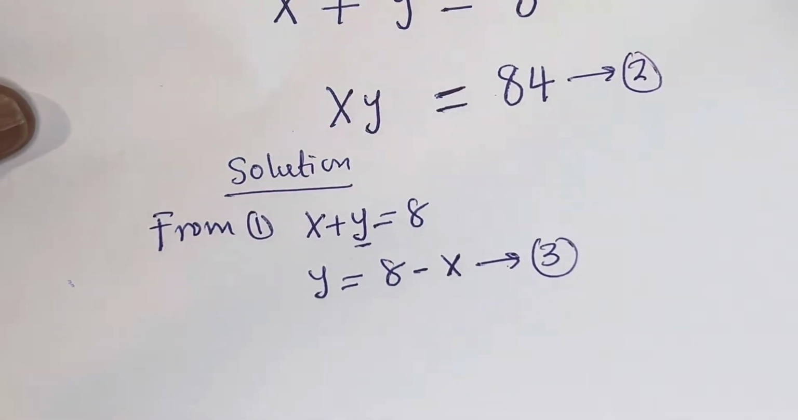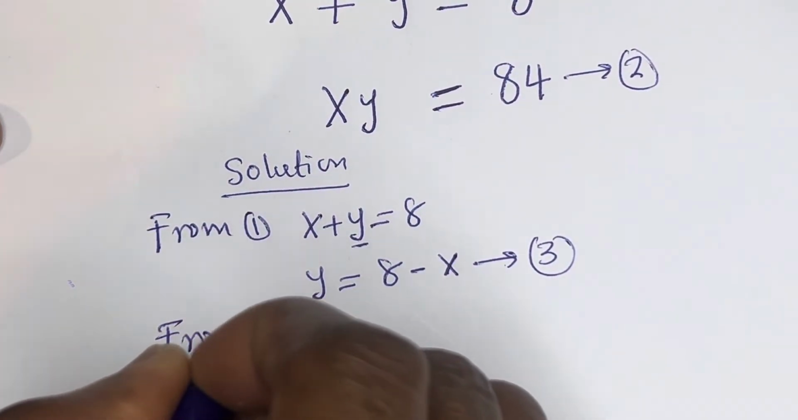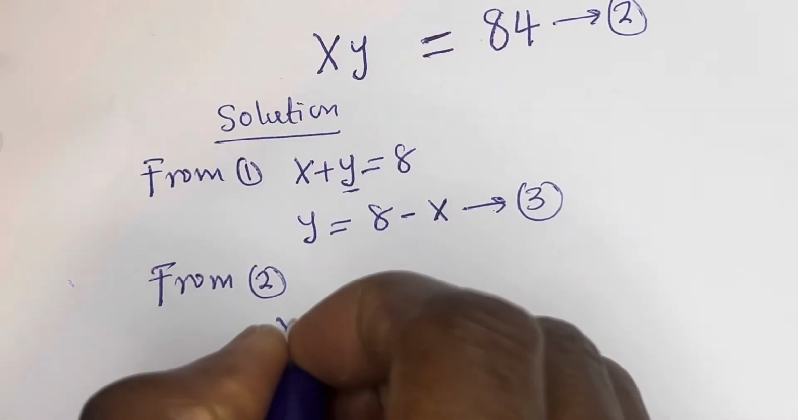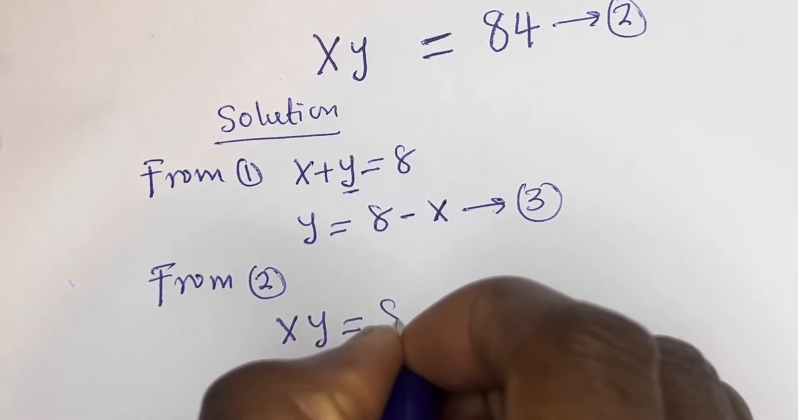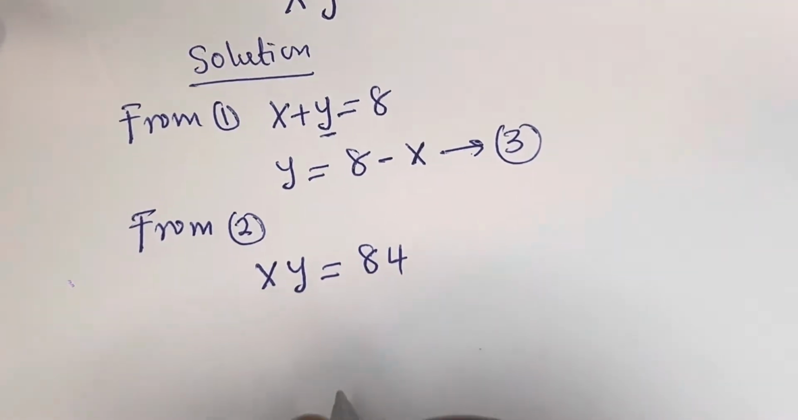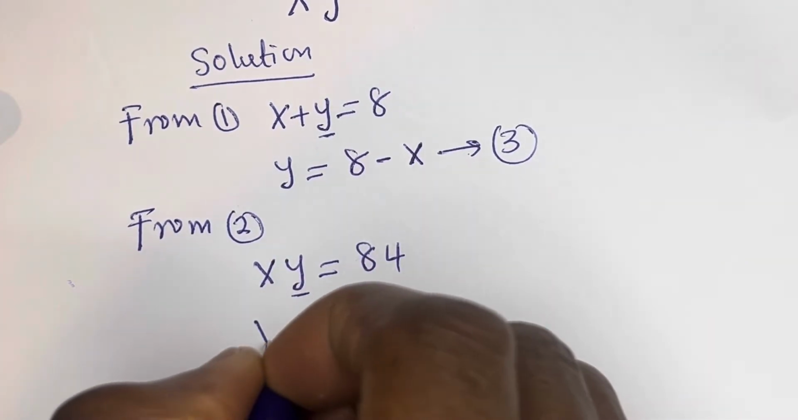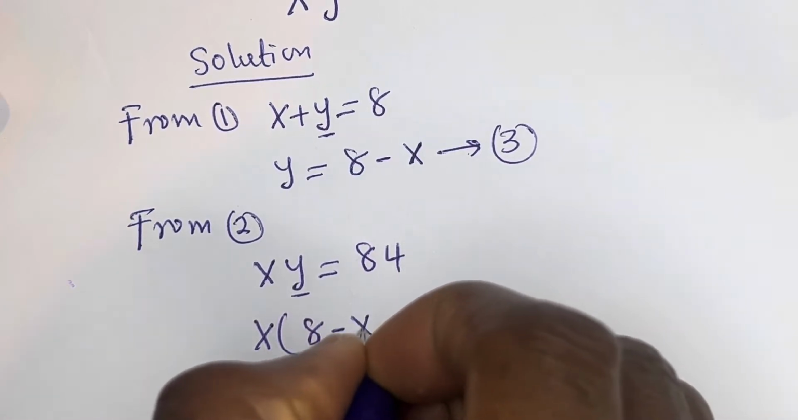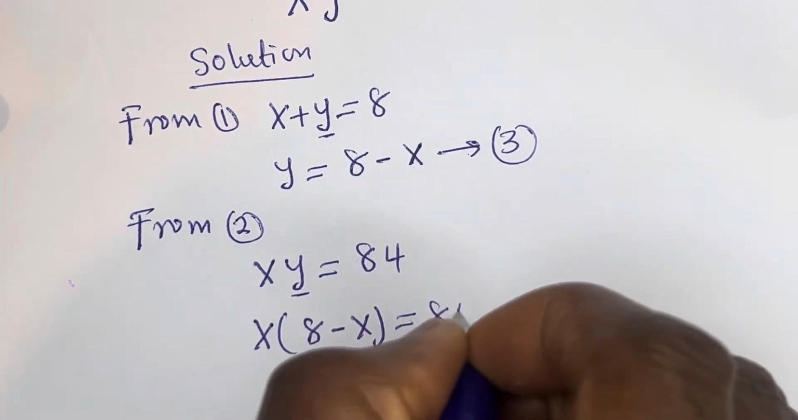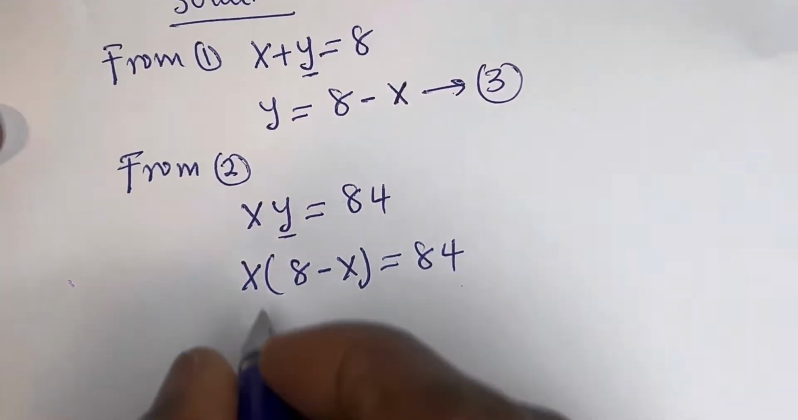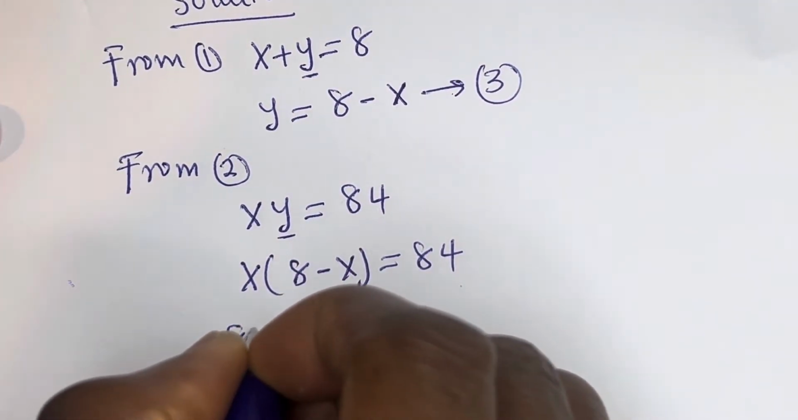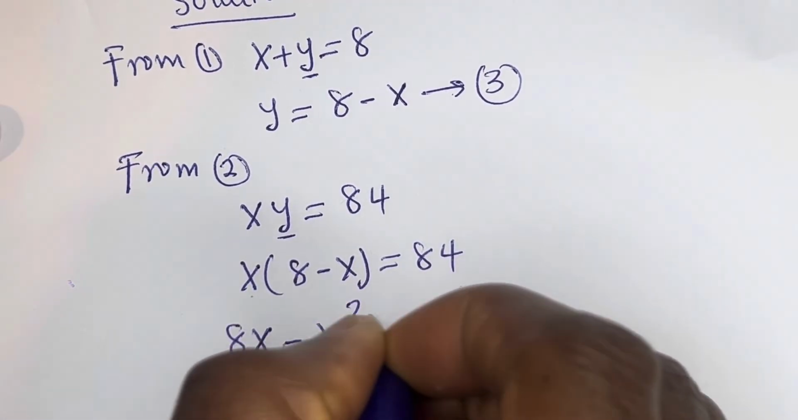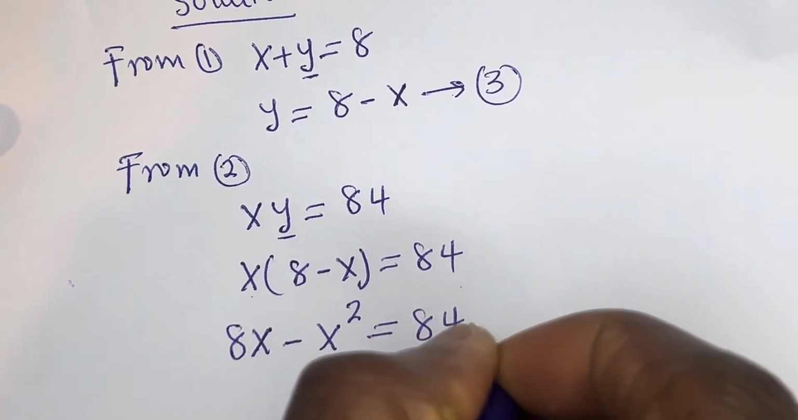Also, from equation 2, we have sy is equal to 84. Now we can substitute for y. s bracket 8 minus s is equal to 84. Let's open the bracket. s multiplied by 8, this is 8s, minus s multiplied by s, s squared, is equal to 84.